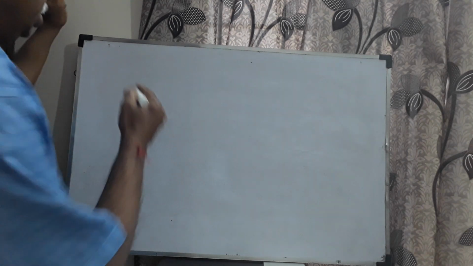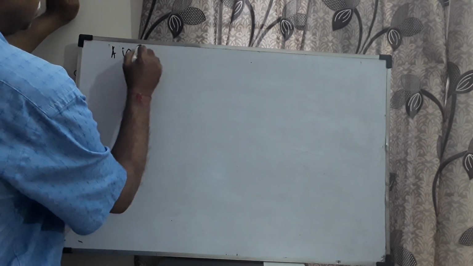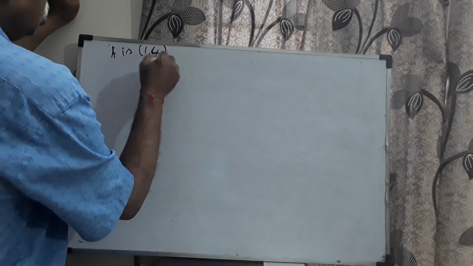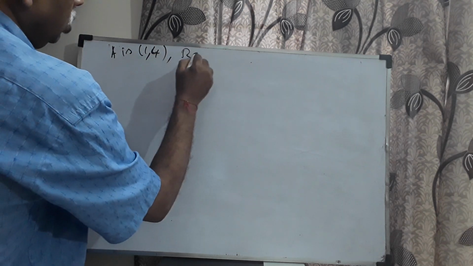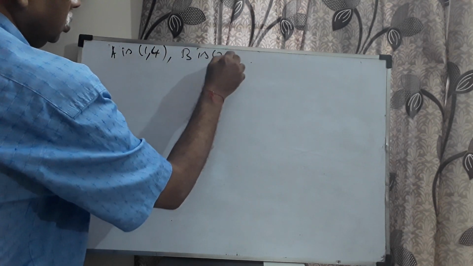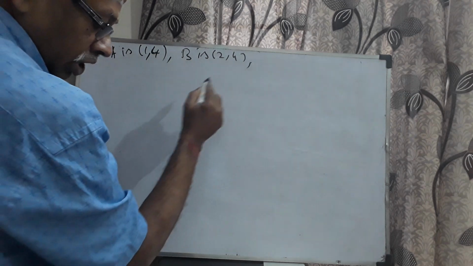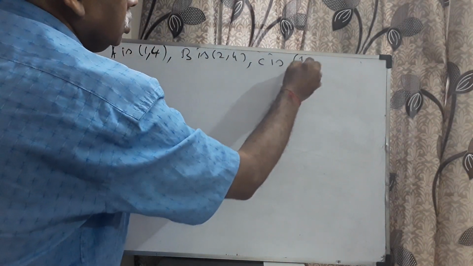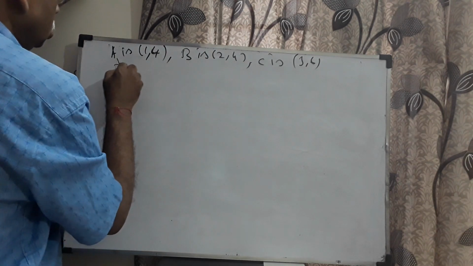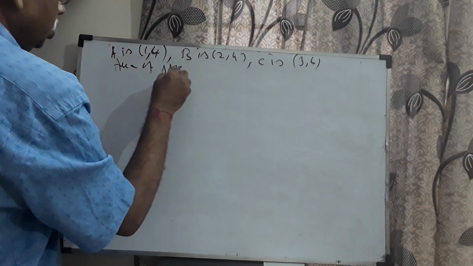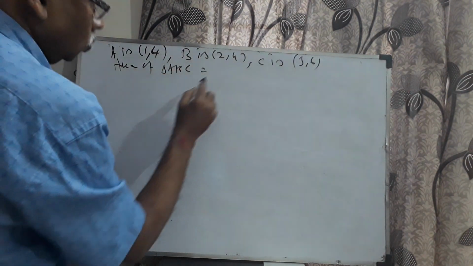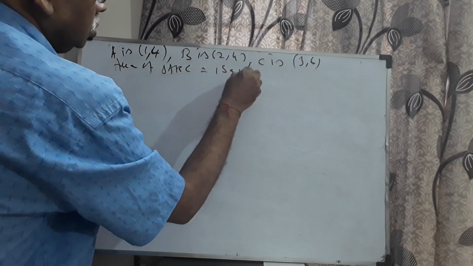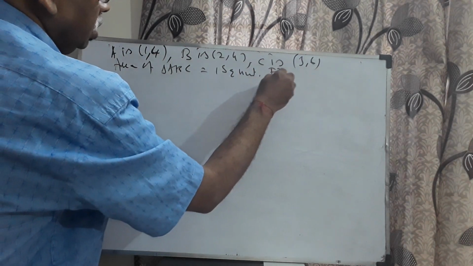Now, listen carefully. Next application, the same type. A is 1, 4. B is 2, K. C is 3, 6. Now, area of triangle ABC is equal to 1 square unit. This is given, find K.